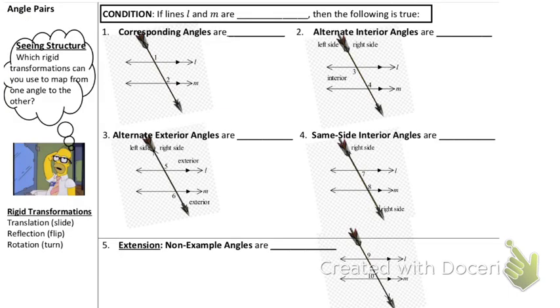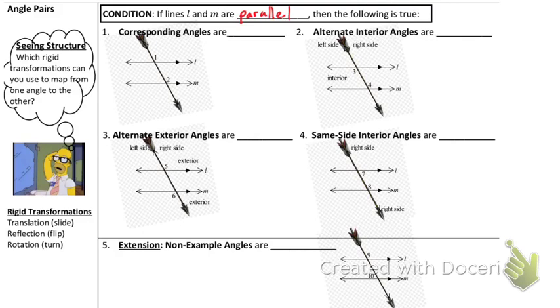Now we're going to review angle pair relationships. As you can see, we have 5 diagrams of different angle pair relationships that we're going to talk about. Let's start with what makes the parallel lines special in a transversal angle pair relationship. Up here it says if lines L and M are parallel, something special happens. Then the following examples are true.